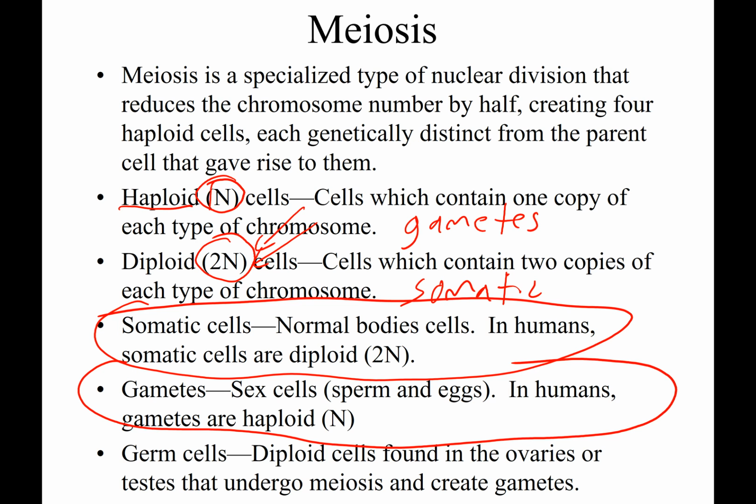One final term here are germ cells. Germ cells are the diploid cells, 2N cells, that are found in either the ovaries or the testes. They're the only cells in the body that undergo meiosis. These are the cells that eventually help to form the gametes, the sperm or the eggs.